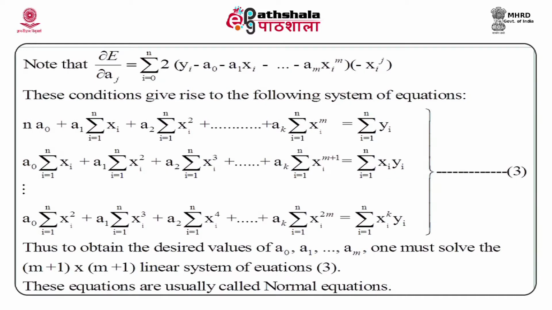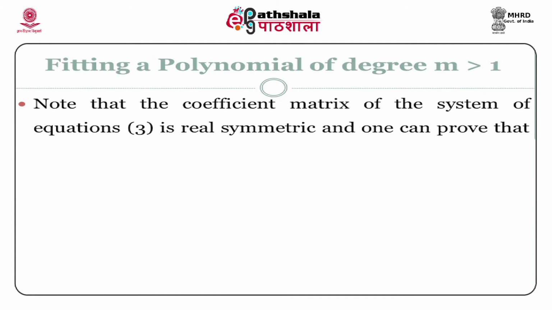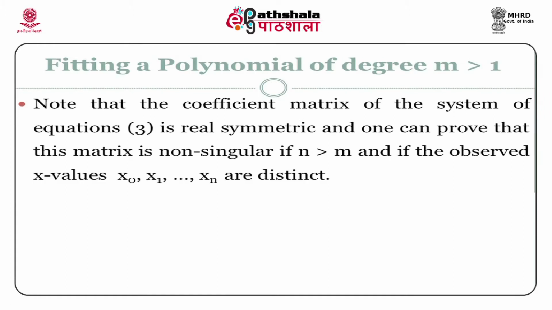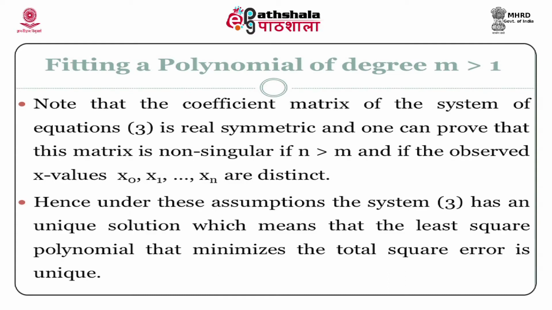Fitting a polynomial of degree m greater than 1. Note that the coefficient matrix of the system of equations 3 is real symmetric, and one can prove that this matrix is non-singular if n is greater than m, and if the observed x values x0, x1, x2, up to xn are distinct. Hence, under these assumptions, the system 3 has a unique solution, which means that the least square polynomial that minimizes the total square error is unique.